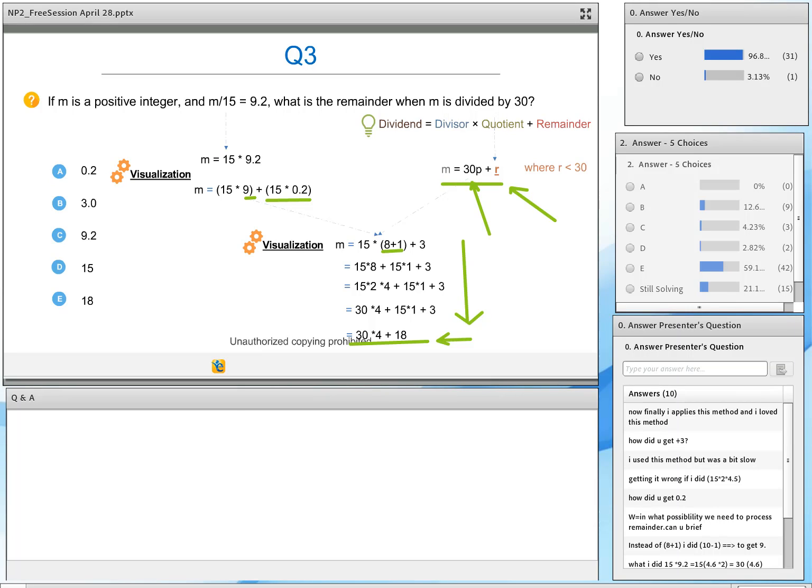In what possibility do we need to process the remainder? If your remainder term is not coming as less than the divisor, then you need to process the remainder term as well. You have to keep in mind that when you get to your final equation, your goal is to get one term as a multiple of 30, that's the divisor, and the other term as not a multiple of 30, and that's going to be a remainder, and that remainder should be less than the divisor. Those are the constraints that you're working towards.